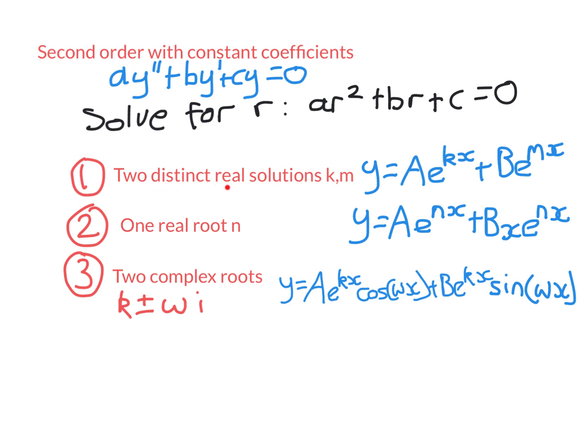If there are 2 distinct real solutions, so these two have to be different numbers, then your solution looks like this. If there's only one real solution, like a double root, your solution looks like this, and it gets a bit more complicated if there are 2 complex roots. If there are complex roots, you have to decompose into the real and complex part, and your solution looks like this. So let's look at one example of each.